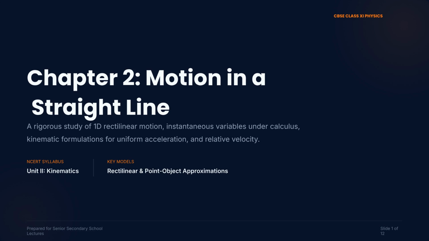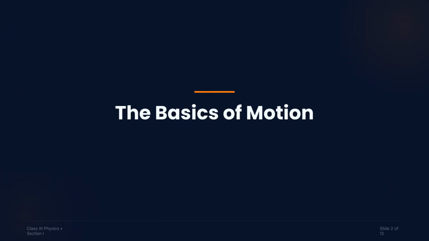Welcome to this video on Chapter 2, Motion in a Straight Line, a foundational topic in CBSE Class 11 Physics. We will cover 1D rectilinear motion, the use of calculus for instantaneous variables, kinematic equations for constant acceleration, and the concept of relative velocity. To start our study, we must understand the basics of motion.